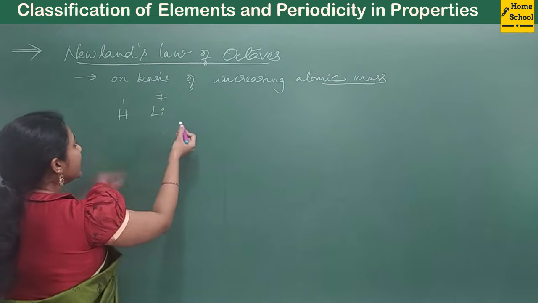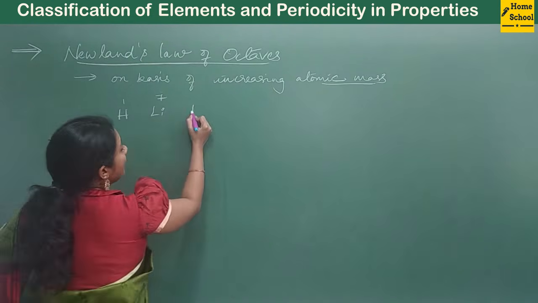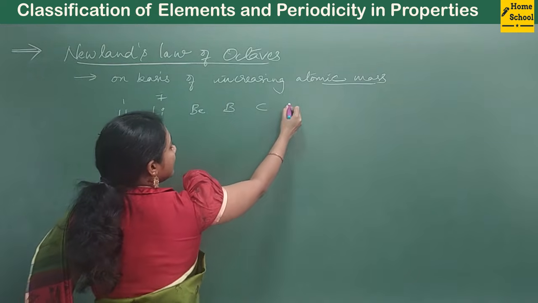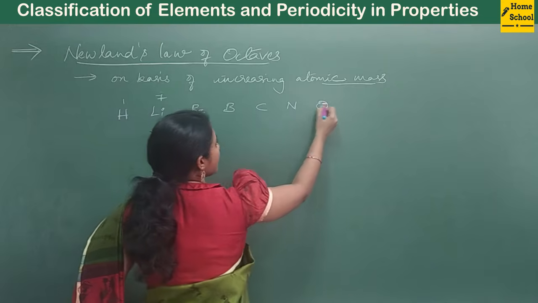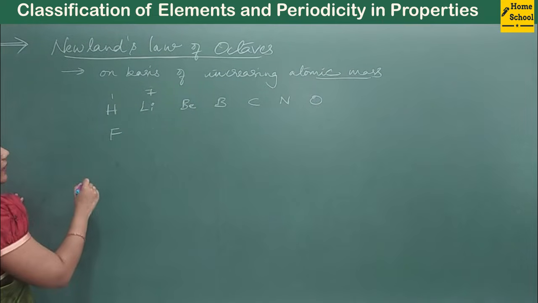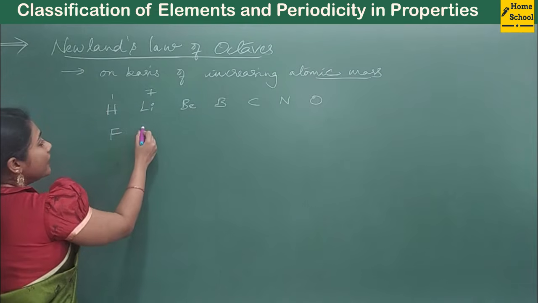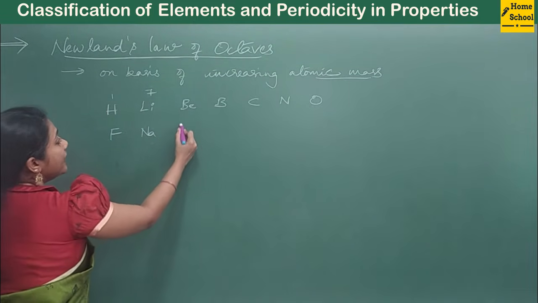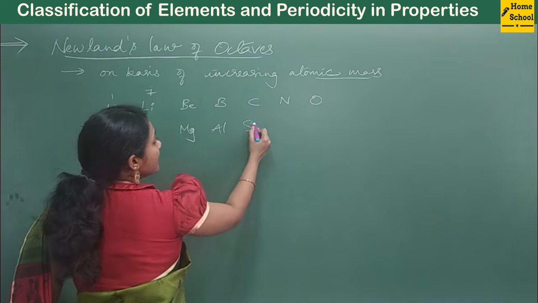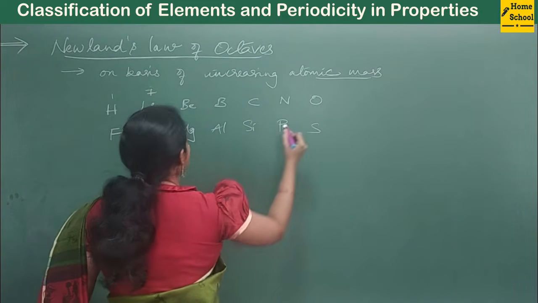And after lithium, he arranged for beryllium. After that, boron. Then carbon, nitrogen, oxygen. Then he came back here and he has put fluorine here. Okay, and below lithium he has put sodium. Then comes magnesium, aluminium. Okay, here silicon, here phosphorus, here sulfur.